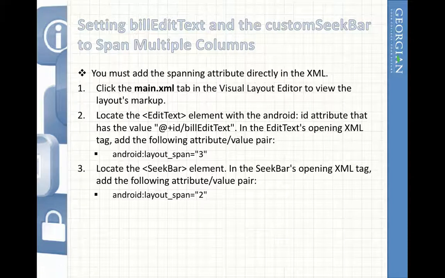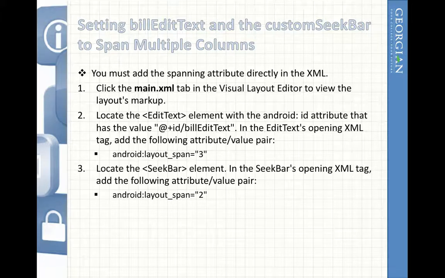You must add the spanning attribute directly to the XML layout. So we have to go into the XML tab in the Visual Layout Editor to view the layout's markup. Locate the edit text element with the Android ID attribute that has the value of bill edit text. And in the edit text opening XML tag, add the following attribute value pair: android:layout_span equals 3. I'll let you guys do that. Bill edit text, android:layout_span equals 3. We have to go through this thing together.